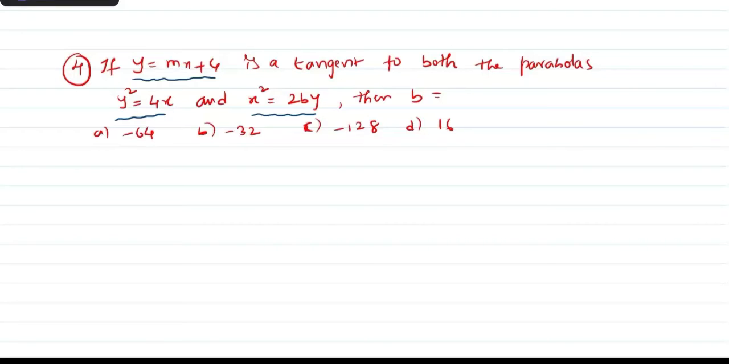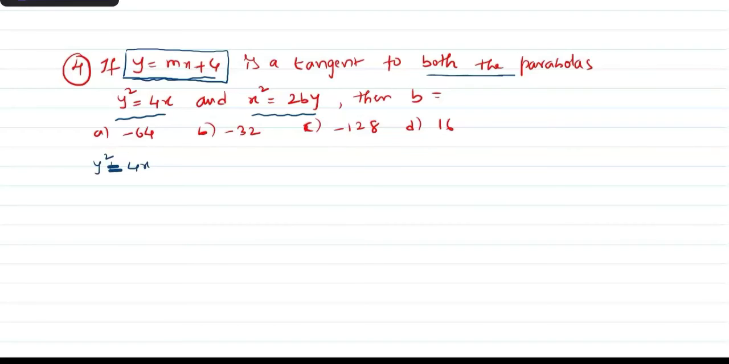Right? And moreover, the given line y = mx + 4 is in the form y = mx + c, and is a tangent to both parabolas. Both parabolas, in the sense, here it is a common tangent, right? Okay, right. First take the parabola y² = 4x. Okay, right.